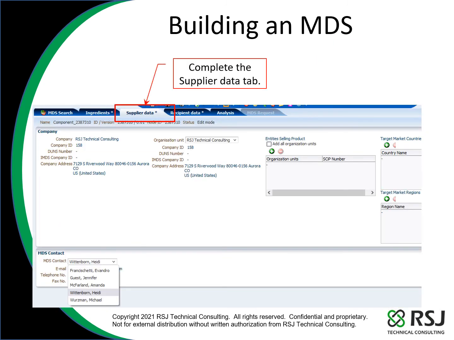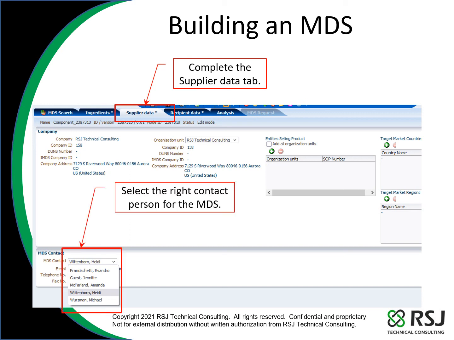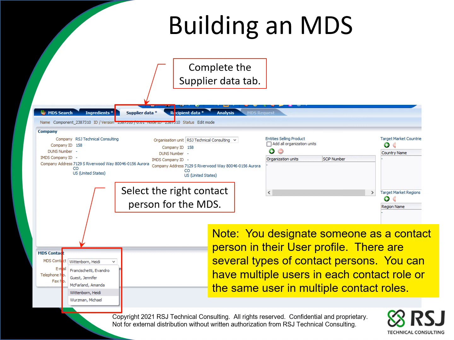Next, you're going to complete the supplier data tab. This describes your company. You're going to have to designate a contact person. You can have more than one. You designate someone as a contact person in their user profile. There are several types of contact persons. One person can be all those types. You can have different people for each type. You can have multiple people in each type. Mix and match as you need to for your company.